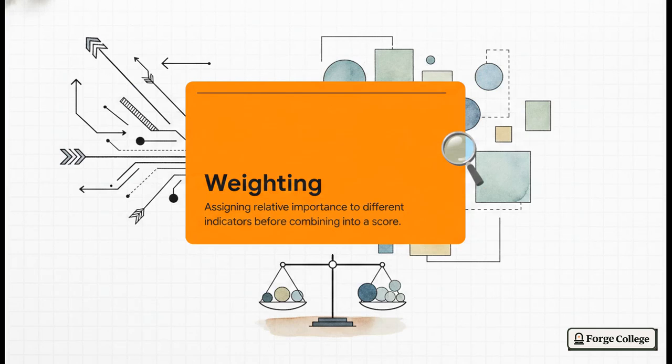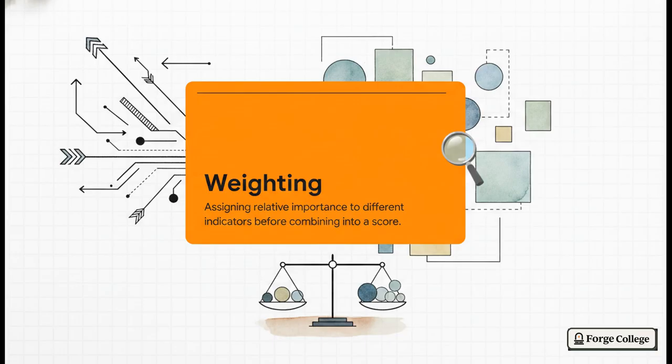But wait, we aren't totally done with the math just yet, because once everything is normalized, we have to apply weighting. Now, weighting is basically the policy choice of assigning relative importance to different indicators before you combine them into a final composite score. Like, which metric actually matters more to your specific analysis.